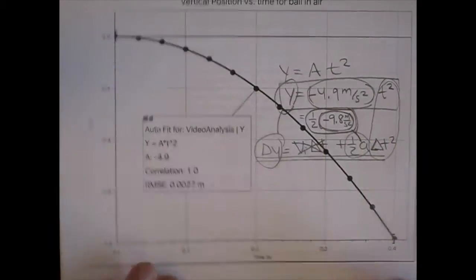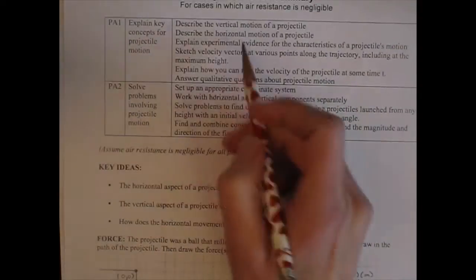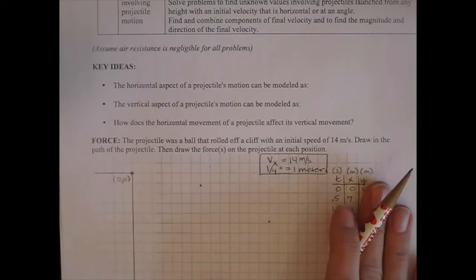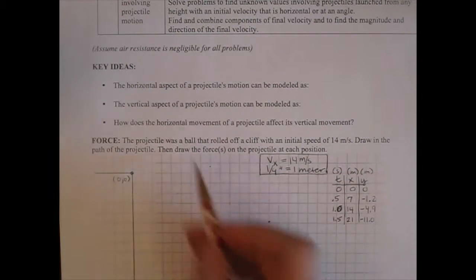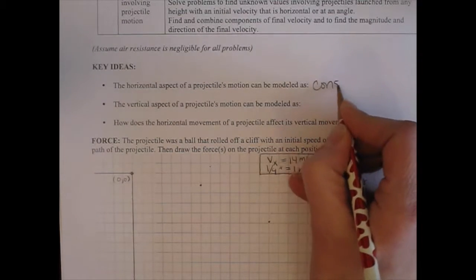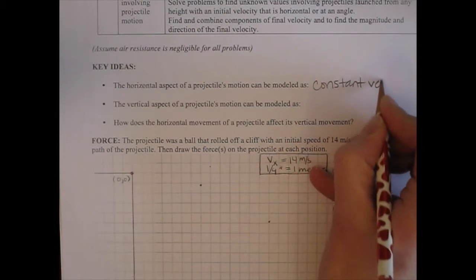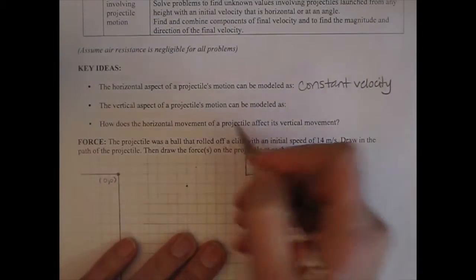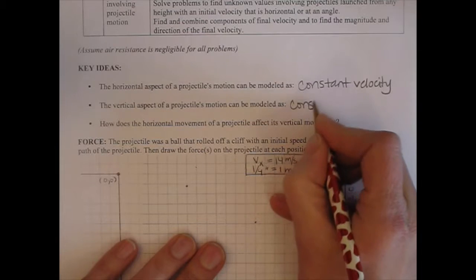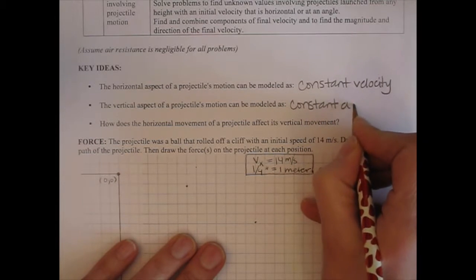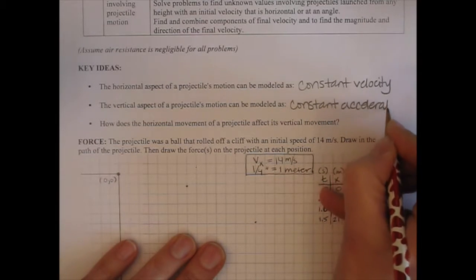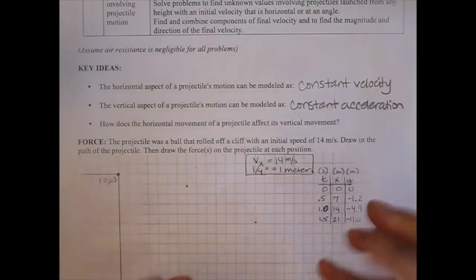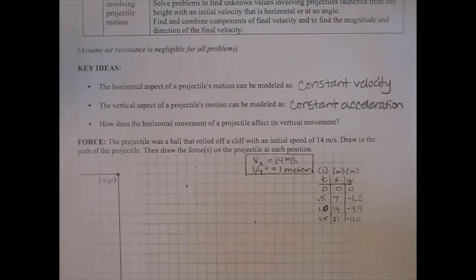So now we're ready for our summary. You have the standard details up at the top, but let's go over the key ideas. The horizontal aspect of a projectile's motion can be modeled as constant velocity. And the vertical aspect of a projectile's motion can be modeled as constant acceleration. So the really nice thing about projectile motion is it's using models that you already know. And it's just that we're going to use both of these models now at the same time.